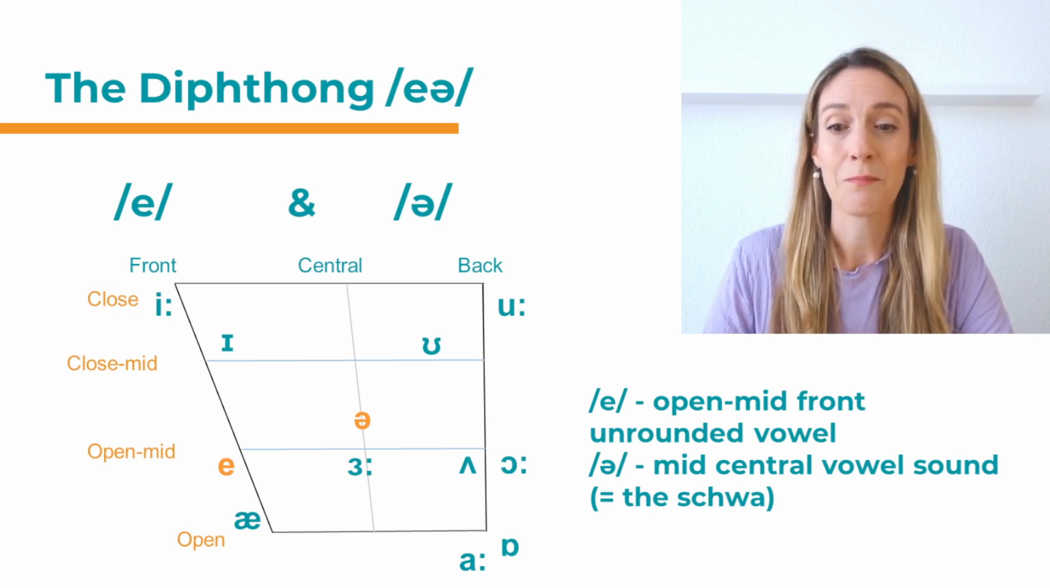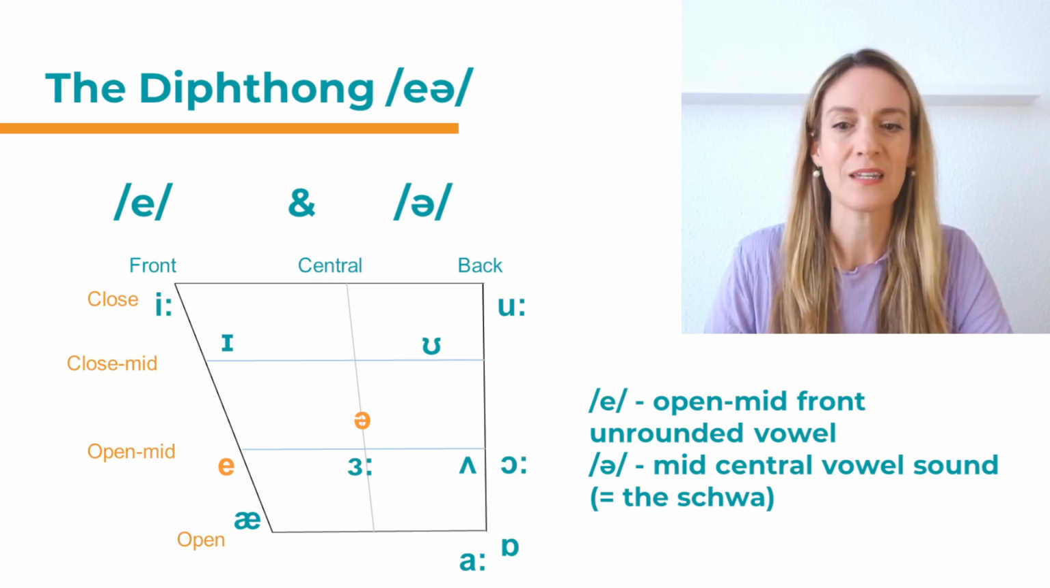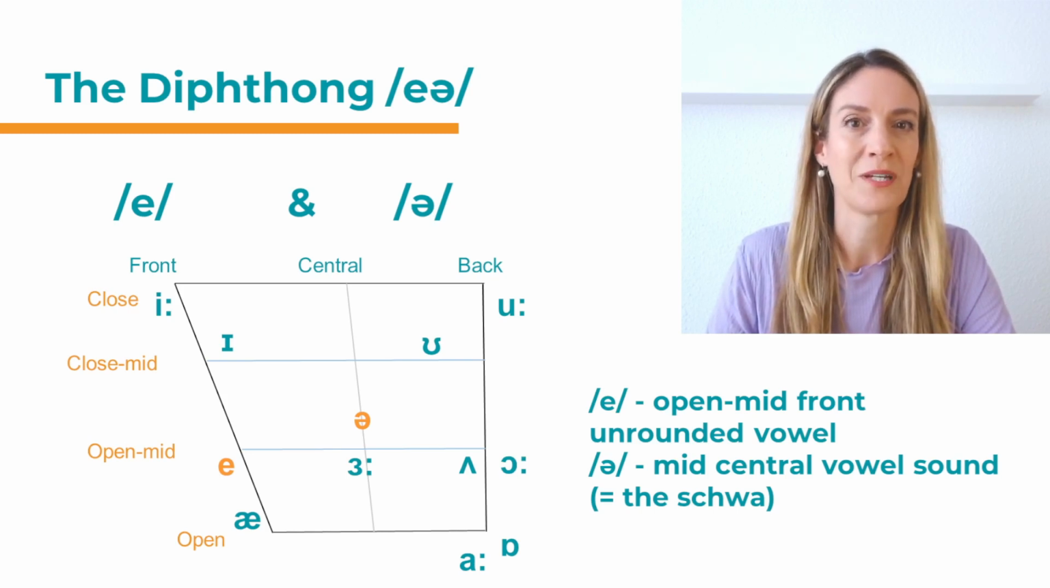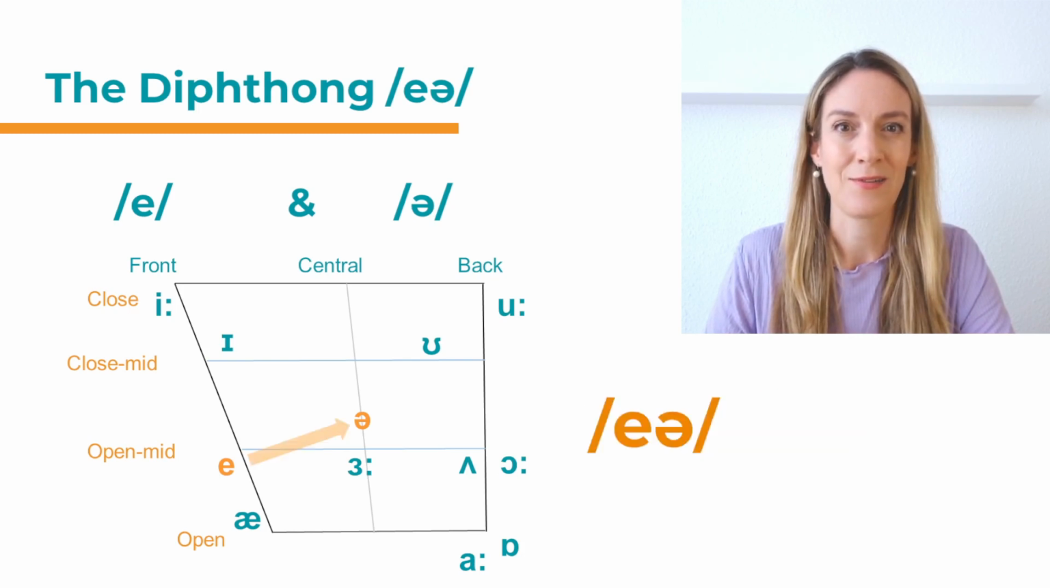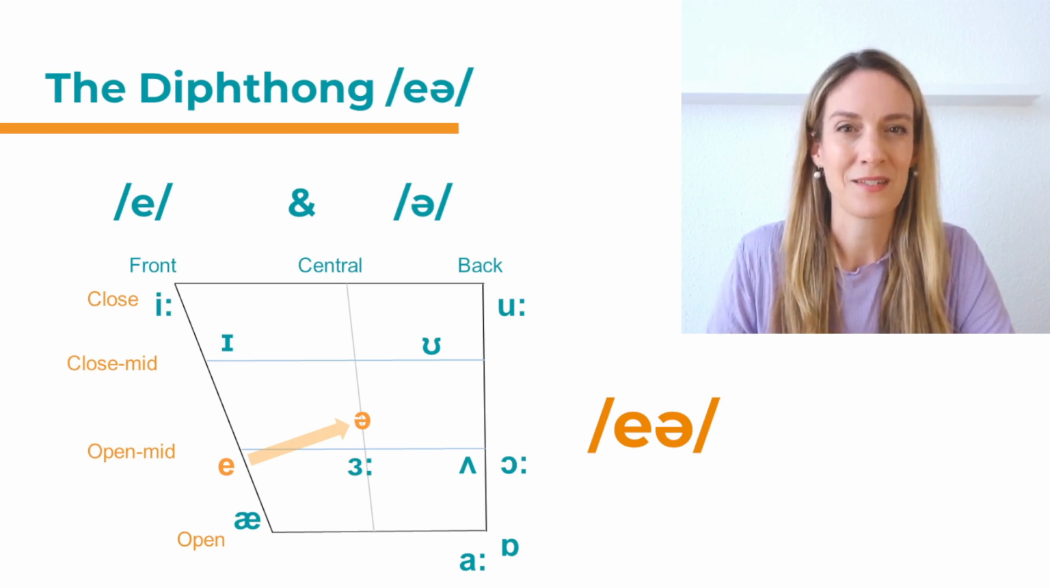Now we're going to combine these two to form our diphthong. So we're going to start with e, and then we go in one smooth movement to our schwa sound. So let's do that together. We go from e to air, air. So obviously the sound, we say it naturally and a little bit faster, so it becomes air, air.